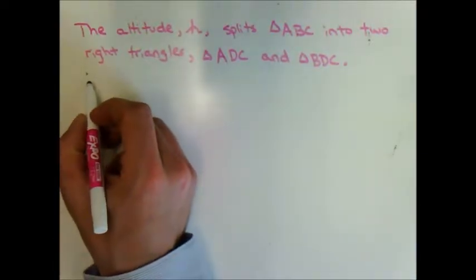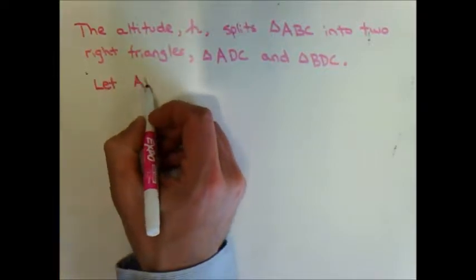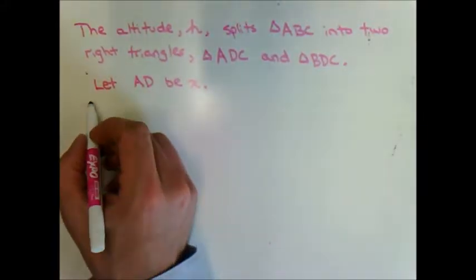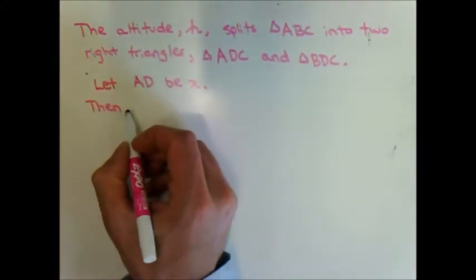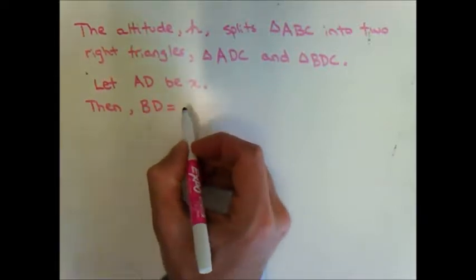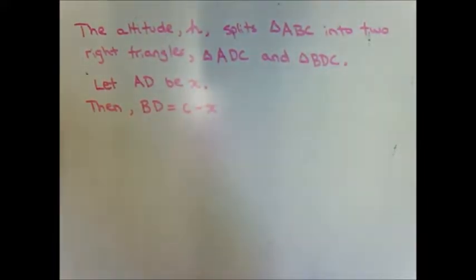In your diagram, the line segment AD is labeled x. So we're going to let AD be x. Then, if AD is x, then BD equals c minus x. Can you see that in your diagram? You have the length of c. So c minus x is DB. And that is already labeled for you.